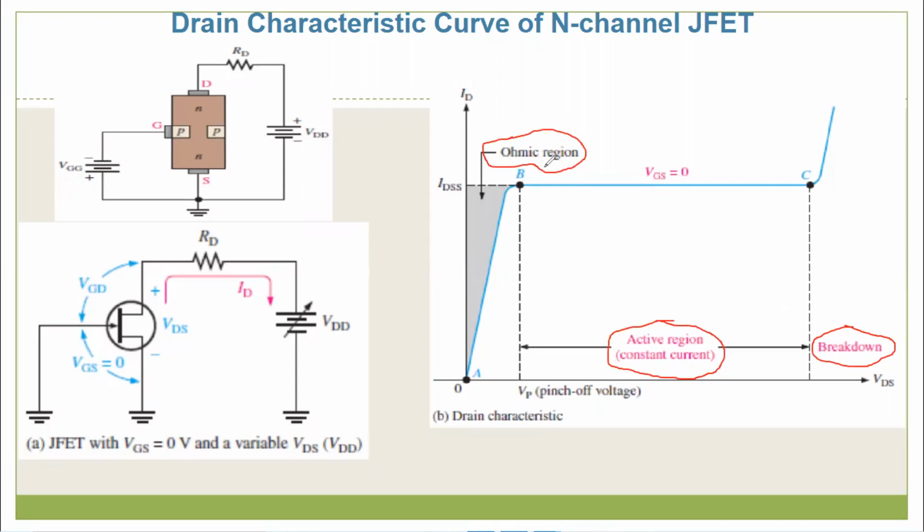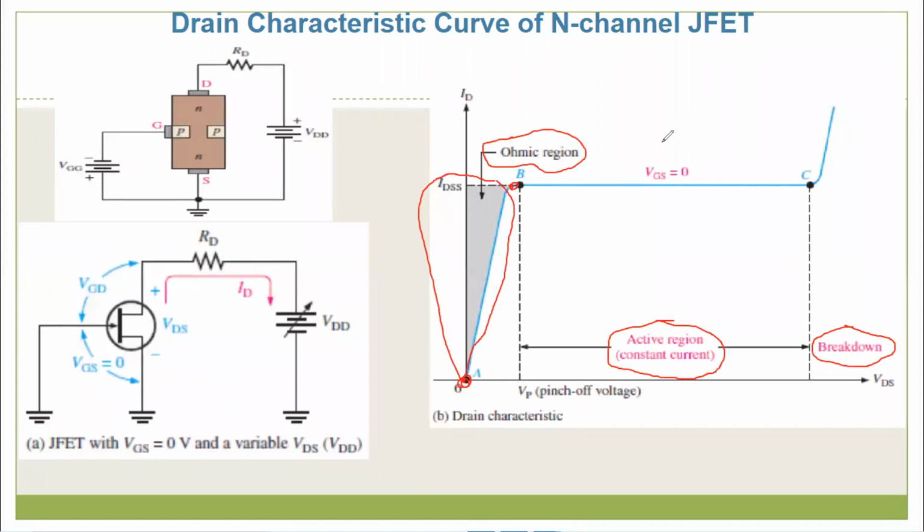What is ohmic region? Ohmic region means the voltage and current are directly proportional. If voltage VDS increases, the current also increases. So that region we call it as an ohmic region.